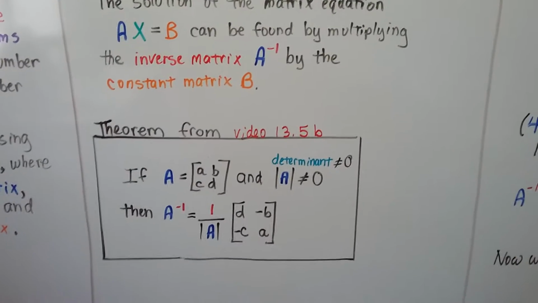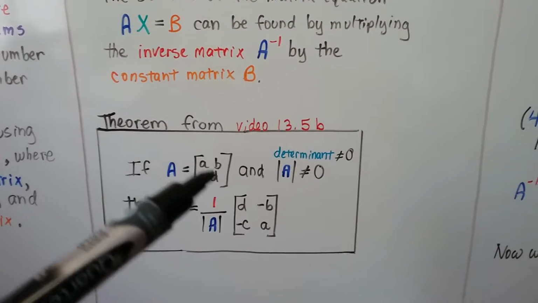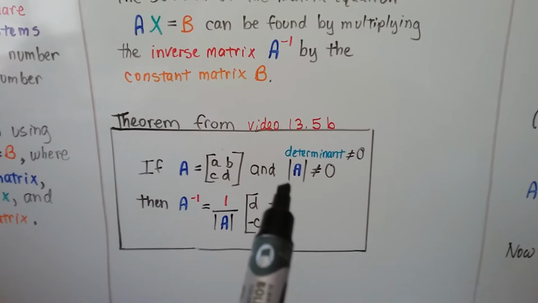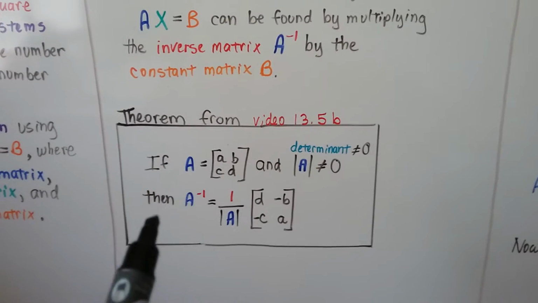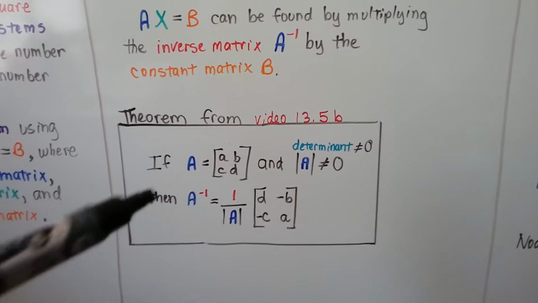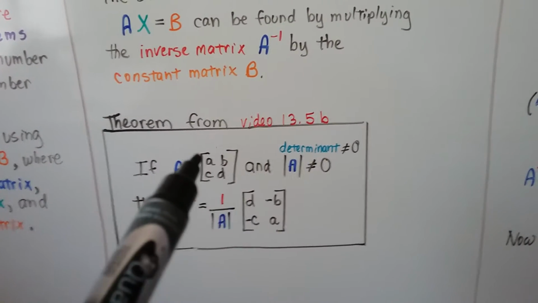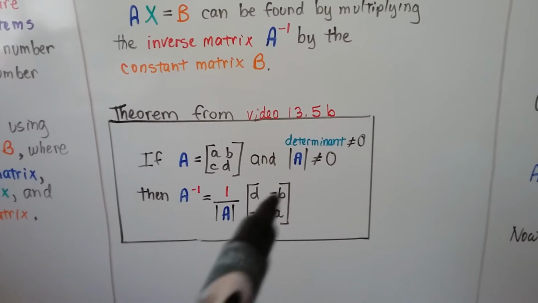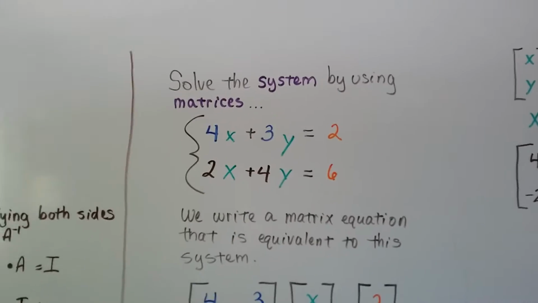Now we learned about this theorem in video 13.5b a few videos ago, and it said if this matrix A, and the determinant is not 0, this is not an absolute value sign, this means the determinant of A, then the inverse of A is going to be 1 over the determinant as a fraction. And if you look, the A and the D switched places, and the B and the C became a negative B and a negative C.